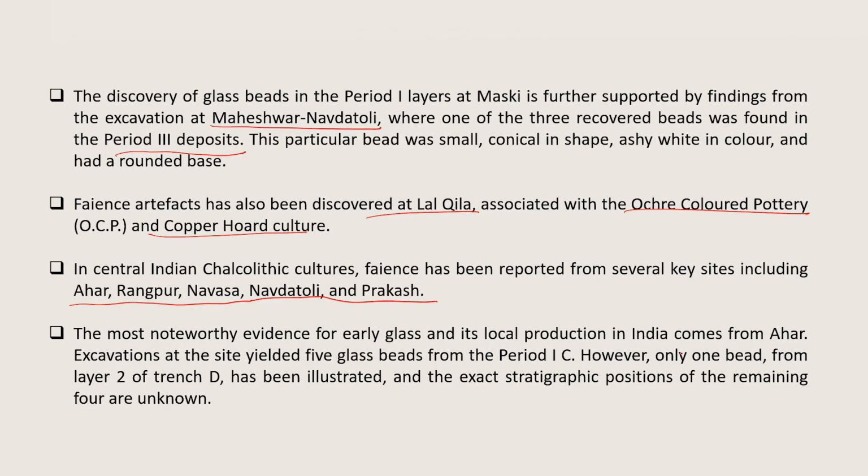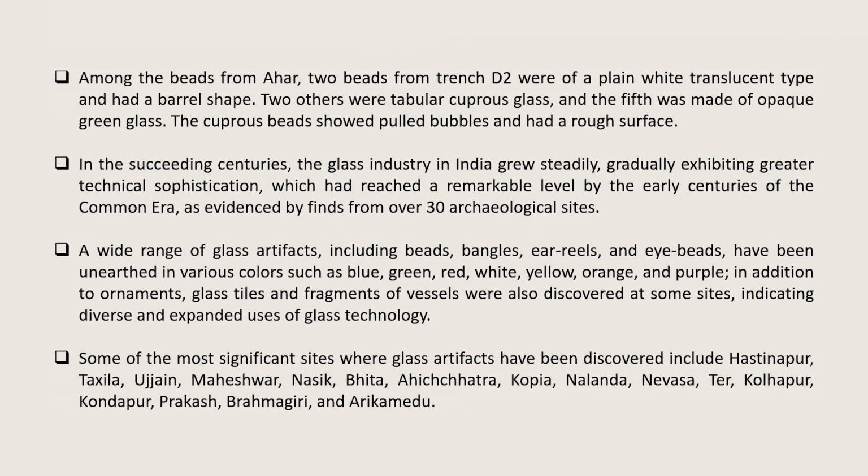However, only one bead from layer 2 in trench D has been illustrated, and the exact stratigraphic position of the remaining 4 is unknown. Among the beads from Ahar, 2 beads from trench D2 were of a plain white translucent type and barrel shaped. 2 others were true tabular corpus glass and the fifth was made of opaque green glass. The corpus beads showed pulled bubbles and had a rough surface.